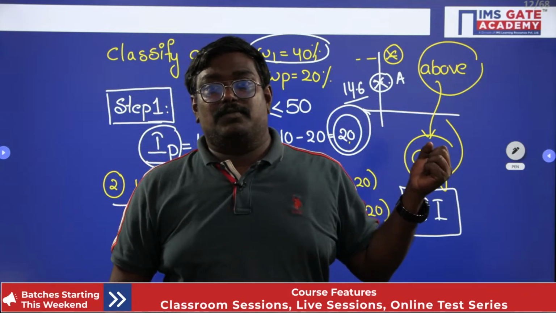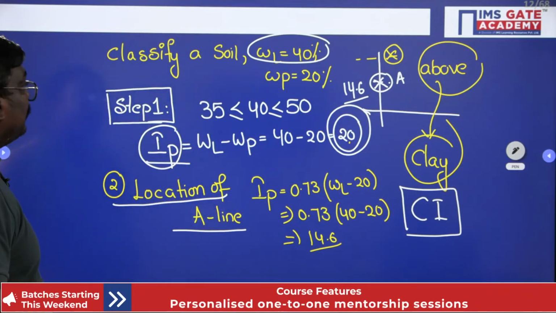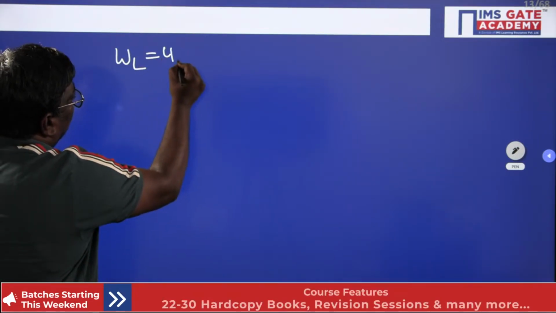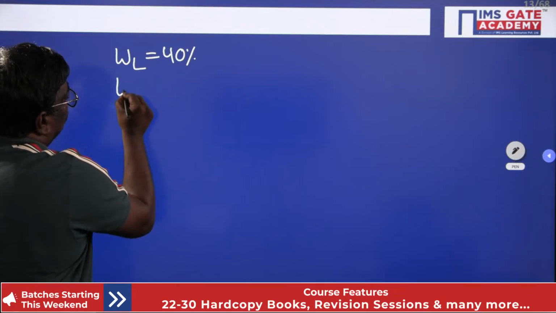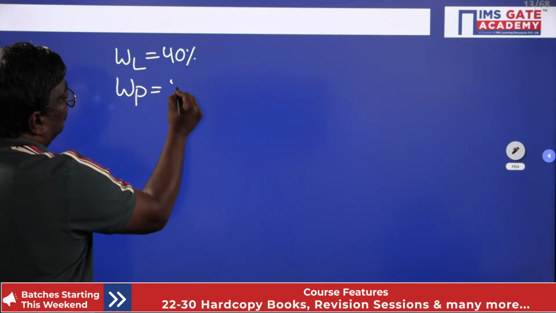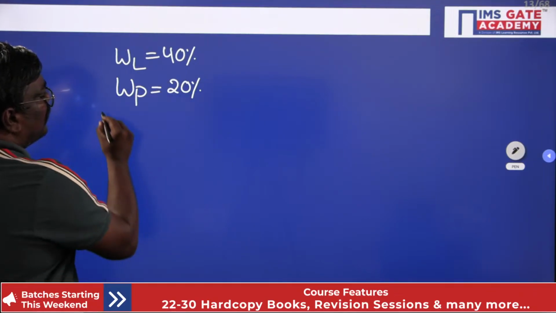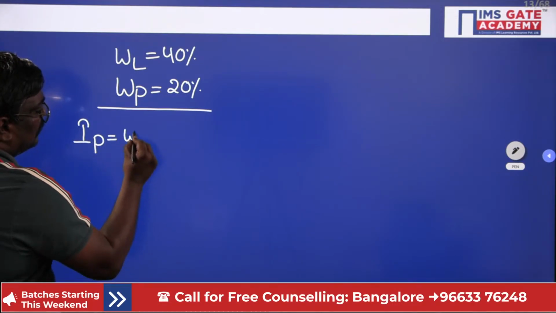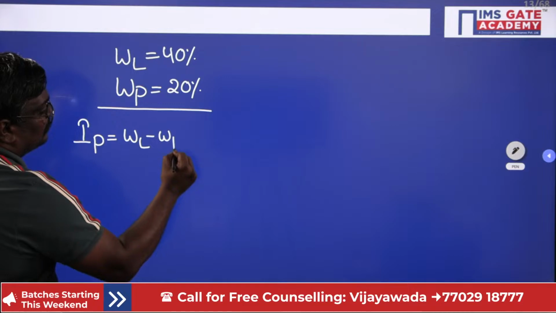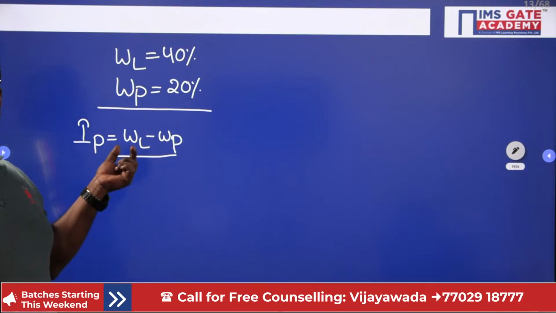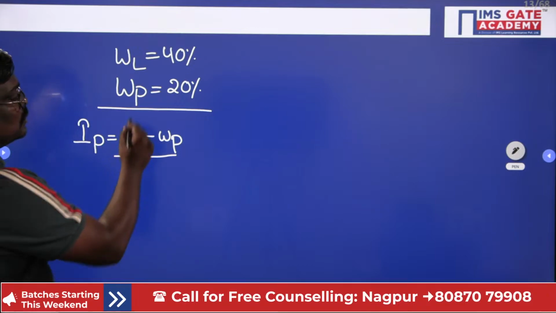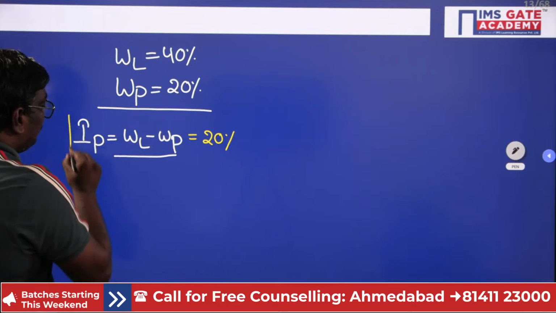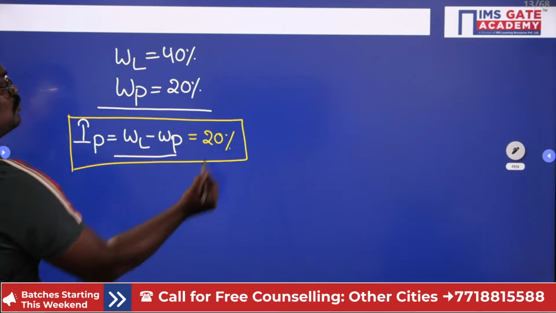Once again explain, sir. Srujana, see here, they have given you the liquid limit, how much? 40%. And what is the plastic limit they have given? 20 percent. Now, what is IP? IP value is nothing but liquid limit minus plastic limit. It is defined as liquid limit minus plastic limit. So this value will be equal to 20 percent. What is the IP value you got? It is 20.